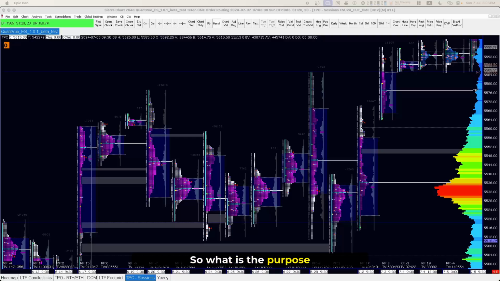So what is the purpose of the market? The purpose of the market is to facilitate trade, meaning that as the price moves up, it brings in more buying, or as the price moves down, it brings in more selling.